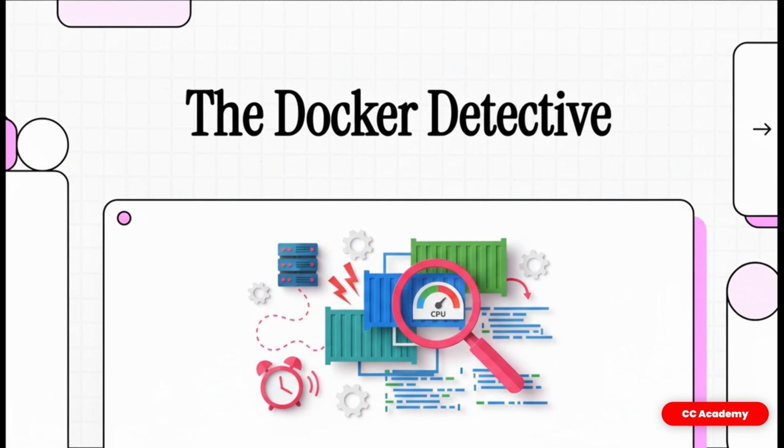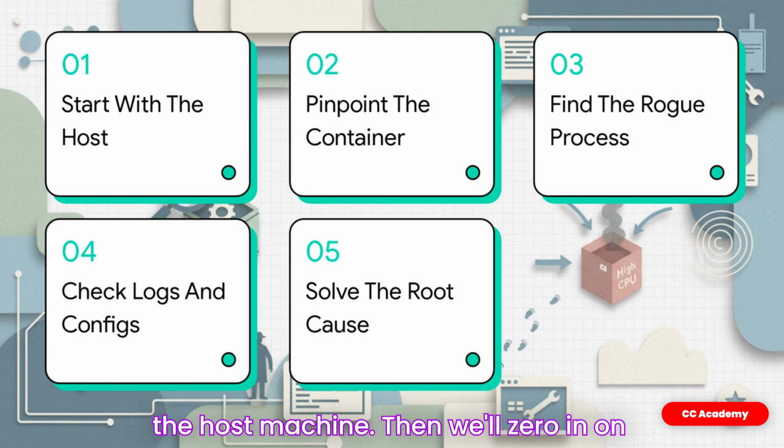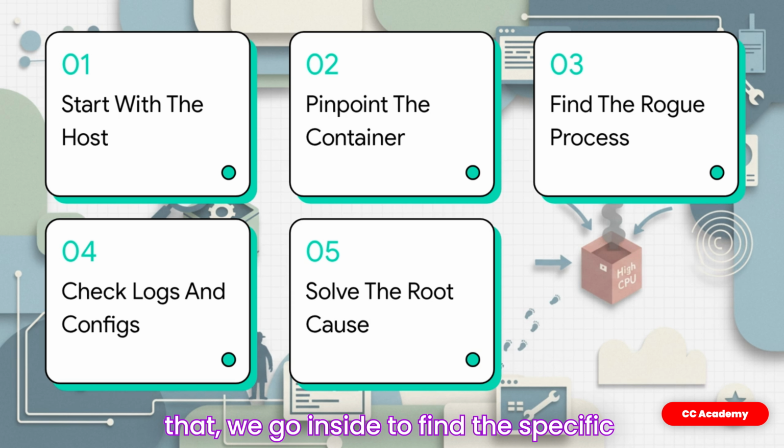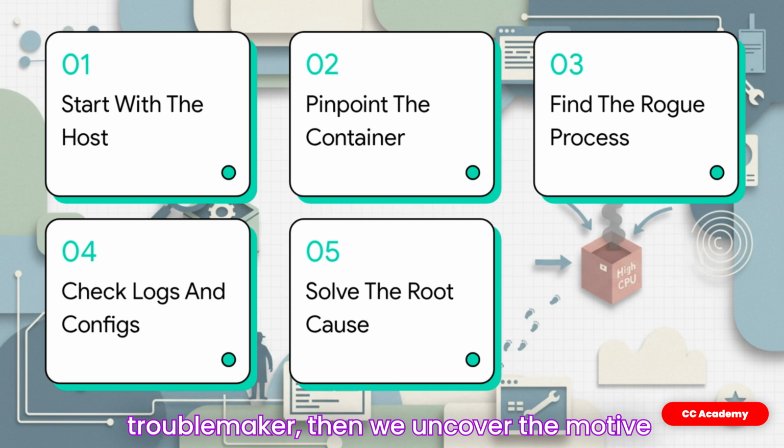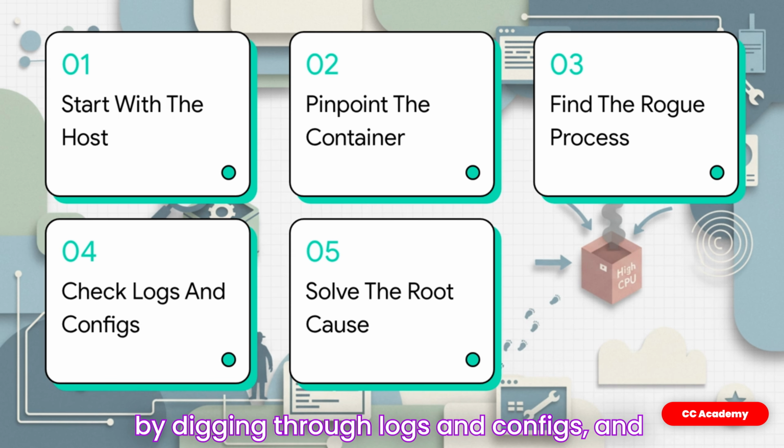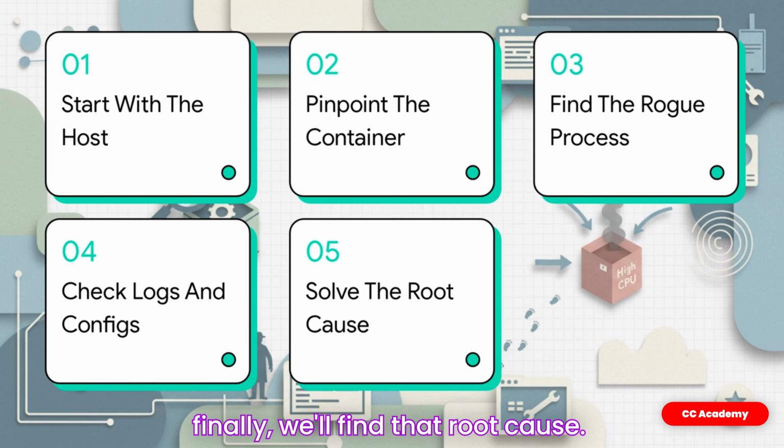Every good detective needs a plan of attack. Here's ours. First, we'll survey the scene from the outside, the host machine. Then we'll zero in on our prime suspect, the container. After that, we go inside to find the specific troublemaker. Then we uncover the motive by digging through logs and configs. And finally, we'll find that root cause.